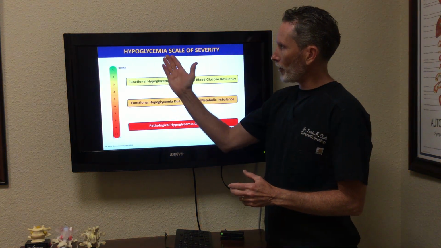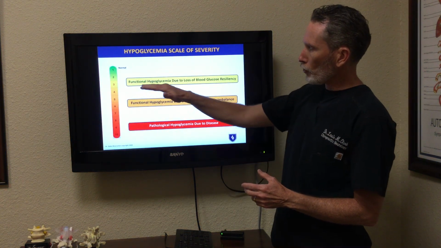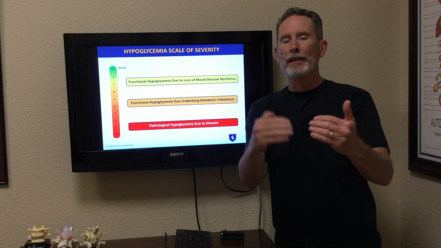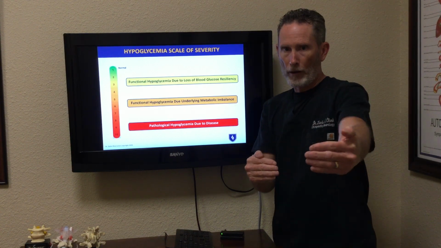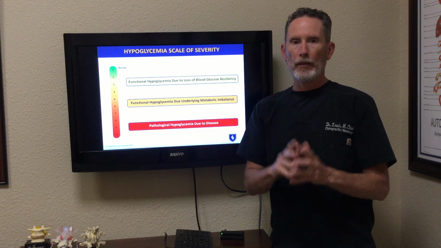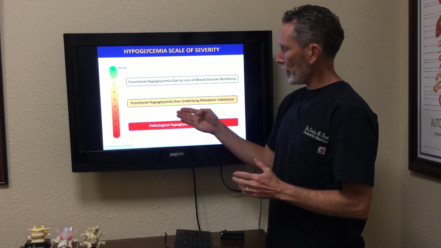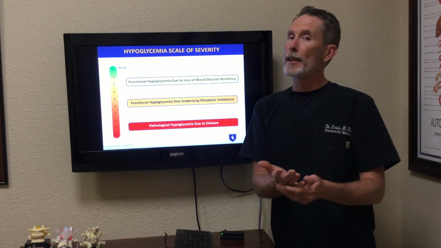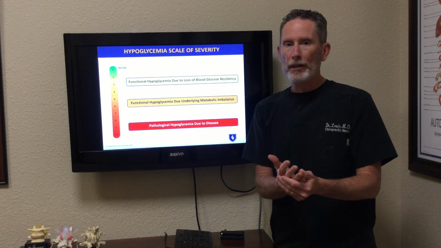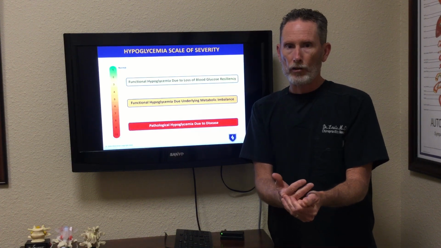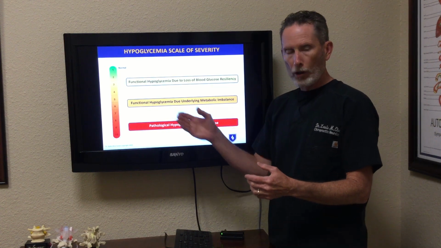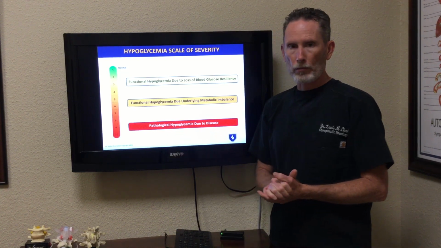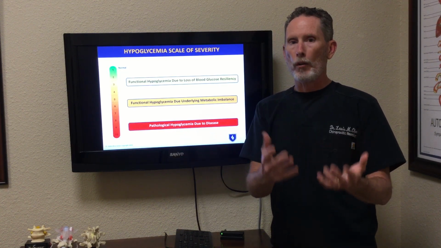So with the hypoglycemic scale of severity, the functional hypoglycemic is the one that has lost their ability to maintain their blood sugar in between meals. This is the most common type of condition that we work with. The second progression is that now they have some type of underlying metabolic imbalance. So maybe now they have adrenal fatigue, or some hormone imbalances or other things involved, and we work with a lot of clients and patients like that. The last one is due to pathological reasons, and those are the ones we do not work with.